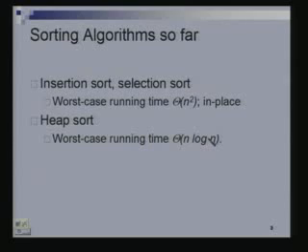So far we have seen insertion sort and selection sort. These are two sorting algorithms with a worst case running time of n squared. I should also have written quick sort. Actually heap sort has a worst case running time of n log n, and one algorithm that is missing from this list is quick sort, which has a worst case running time of n squared but an average case running time of n log n.